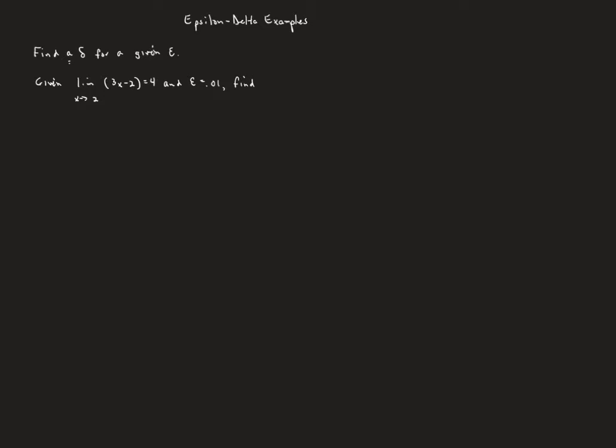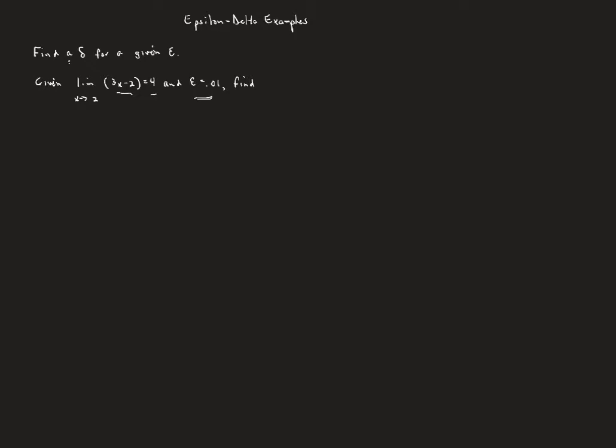So in this first problem, I'm going to tell you that we're going to take the limit as x approaches 2 of, here's our function, 3x minus 2. I'm telling you on this one what the limit is. I won't always do that. But more importantly, I'm telling you what the epsilon is. I'm giving you an actual number for epsilon. In the next example, I'm going to not specify what epsilon is, which I think makes it a little bit more challenging.